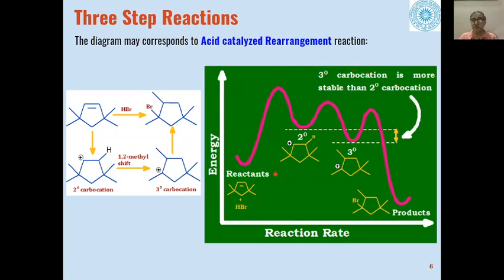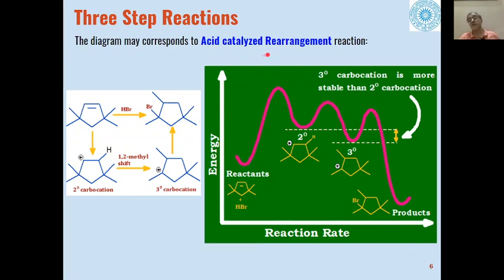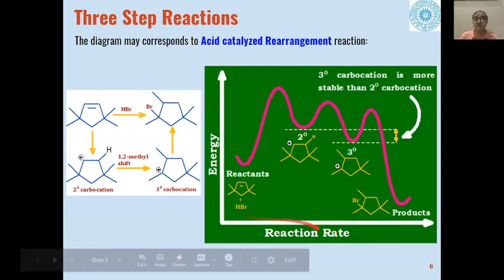This is the first step, where the reactants get converted into an intermediate secondary carbocation. In the second step, secondary carbocations get converted into more stable tertiary carbocations with a 1,2 methyl shift. And in the third step, the tertiary carbocations are approached by Br negative to give us the product. So this is an example of a three-step reaction, or carbocation rearrangement, which is catalyzed by acids.